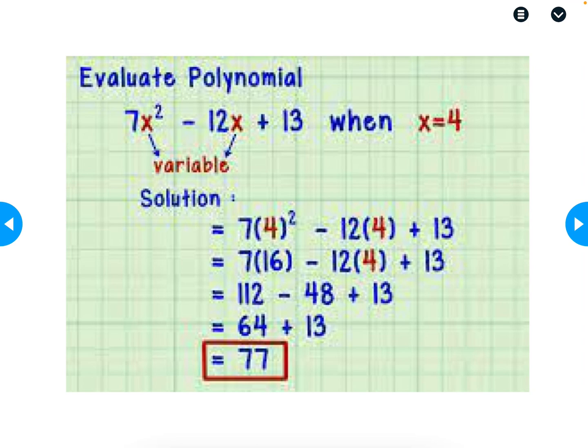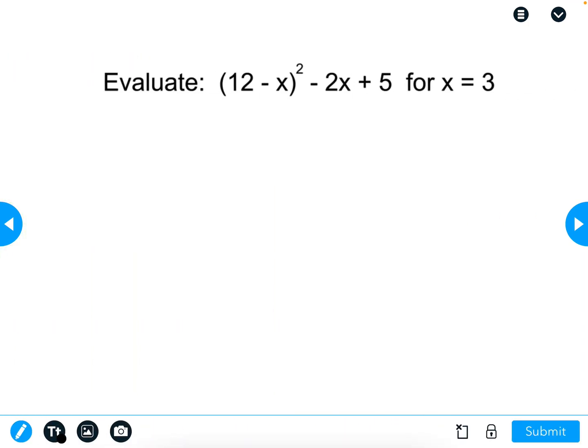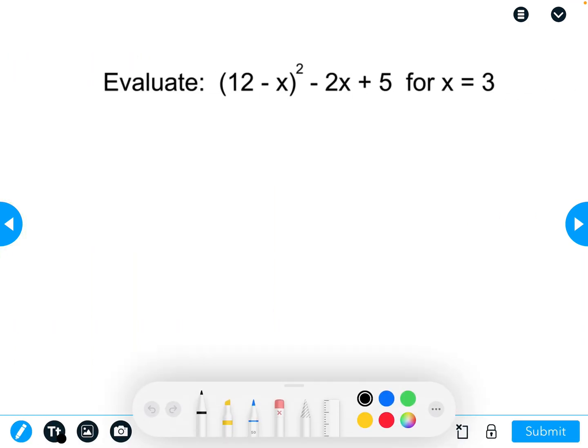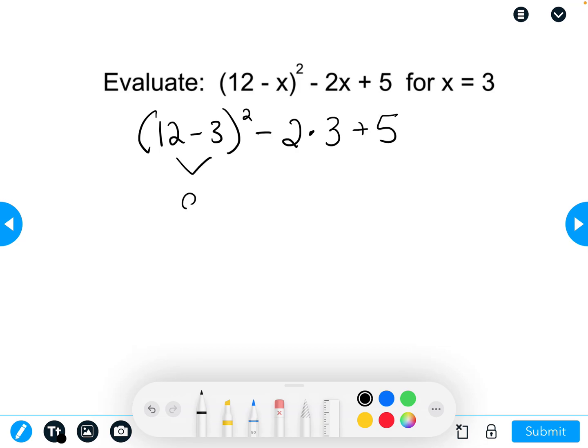All right, now we're moving on to expressions where we need to evaluate. Evaluate means plug in the value and solve using order of operations. So let's evaluate this for x equals 3. Anytime I see an x, I'm going to plug in a 3 and just copy down my new expression. Remember, when a number is next to a variable, it means multiply. I'm going to follow my order of operations and do parentheses first, and I get 9. Copy down the rest of my problem.